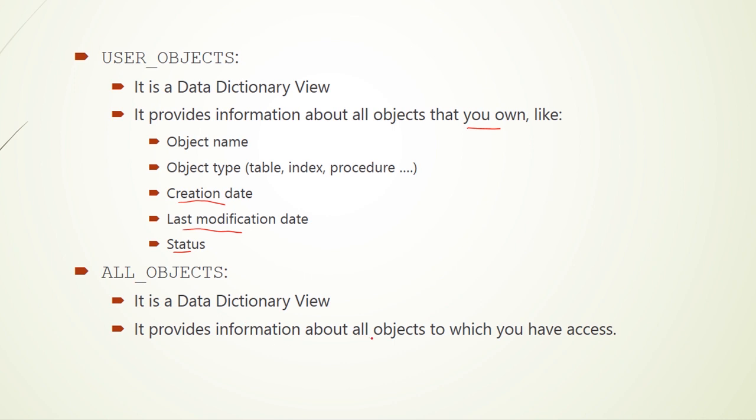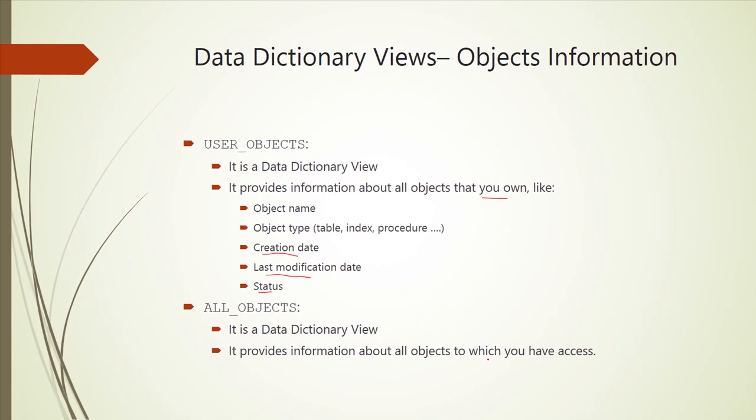While ALL_OBJECTS is also a data dictionary view. It provides information about all objects to which you have access, not only the objects that you own, but also the objects that you have access to.